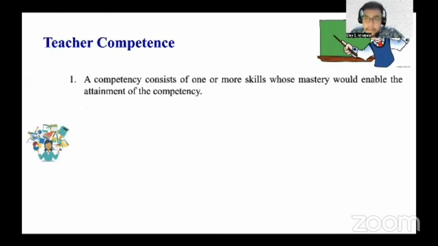So one of the good things of implementing the curriculum, right? Definitely these things like the planning, implementation, and assessment all boil down to the teacher competence. And teacher competence is really important because the students could not realize what would be their take on that if they are not challenged to do things by themselves. And we are considered as the scaffold, an instrument for them to realize their goals and targets. And when defining competency, this consists of one or more skills whose mastery would enable the attainment of the competency.